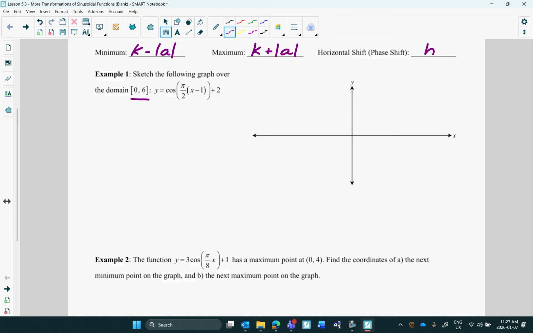Okay, so let's start this up. I always like to do K, A, B, and H. That's how I like to set it up. Because remember, K is the midline. So what's the midline in this case? 2. So I know that at 2, I'm going to have my midline.